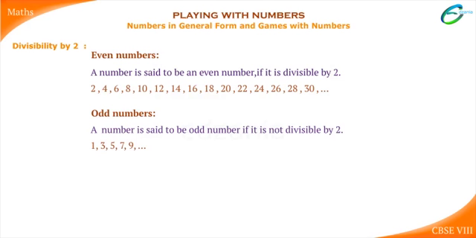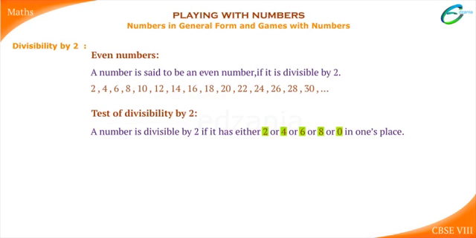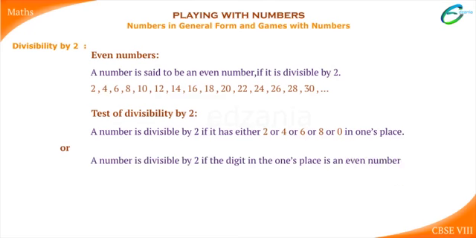All the multiples of 2 have either 2 or 4 or 6 or 8 or 0 in ones digit. So from this we can state that a number is divisible by 2 if it has either 2 or 4 or 6 or 8 or 0 in the ones place. Moreover, these numbers 0, 2, 4, 6 and 8 are even numbers or divisible by 2. So we can simply say that a number is divisible by 2 if its ones digit is an even number or divisible by 2.